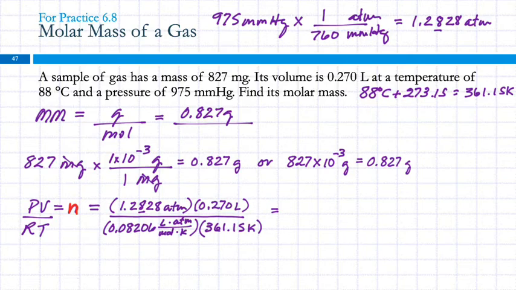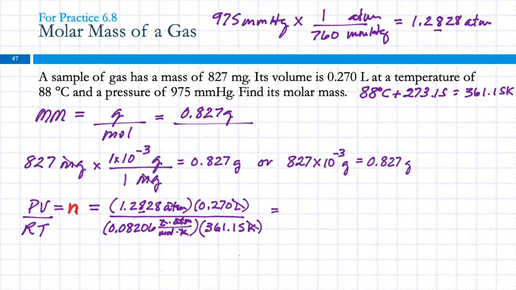When I look at my units, atmospheres cancel, kelvins cancel, liters cancel. What I'm left with in the units is no unit in the numerator and 1 over moles in the denominator. That is the same as moles. You can believe me or you can understand fractions, I don't care. So my units are okay because I'm trying to find how many moles.